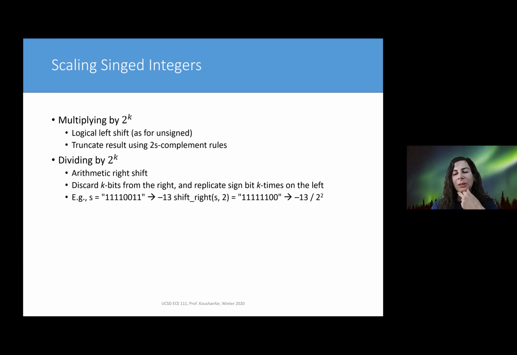Again, signed integers can be scaled similarly to unsigned integers. You could multiply by 2 to the power k, basically a logic left shift, and then truncate results using the 2's complement rule. And dividing is a logic right shift, and you discard the bits to the right. This may sometimes lead to losing the fraction for the divide, but this is one of the simplest ways to do a division by a power of 2, if you're only looking for approximate results.